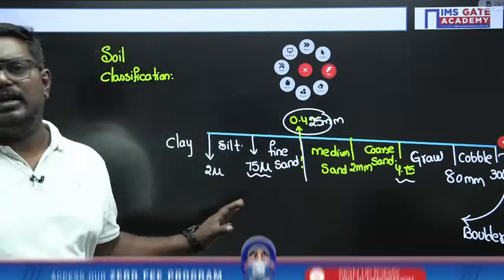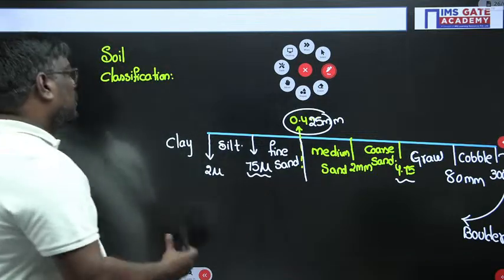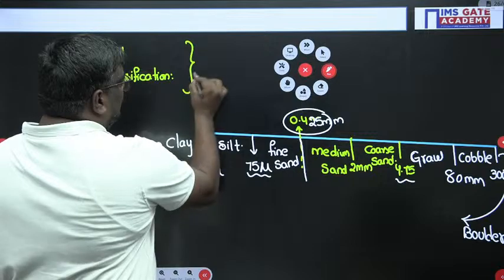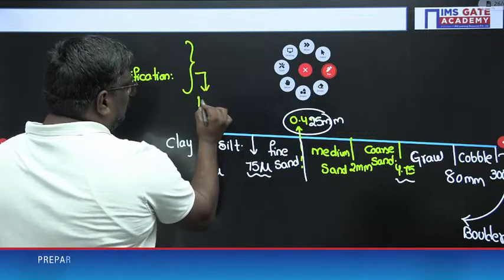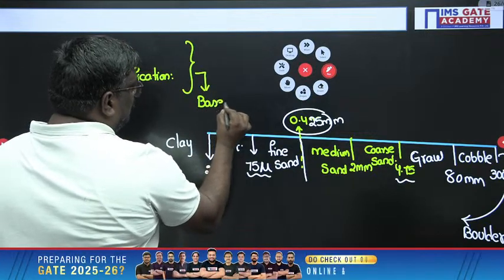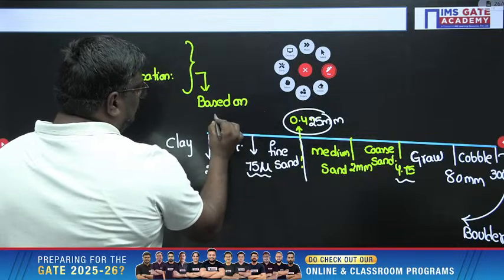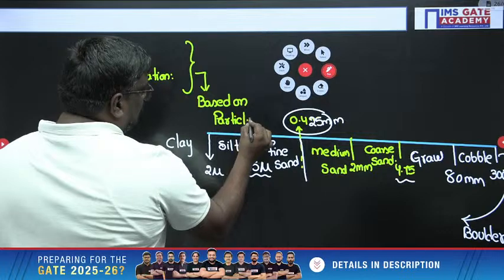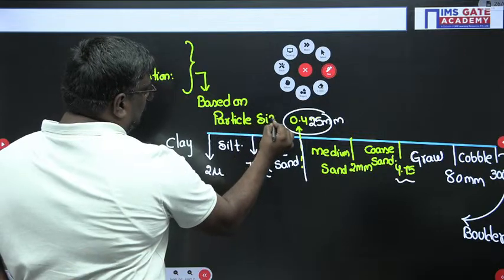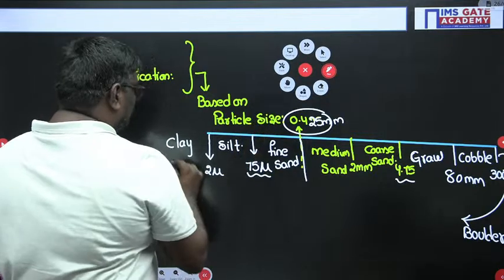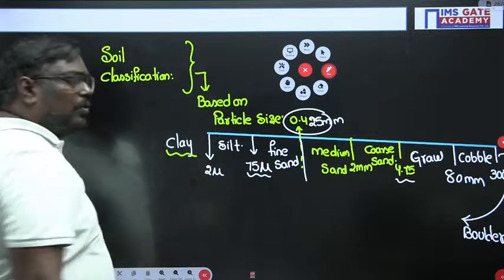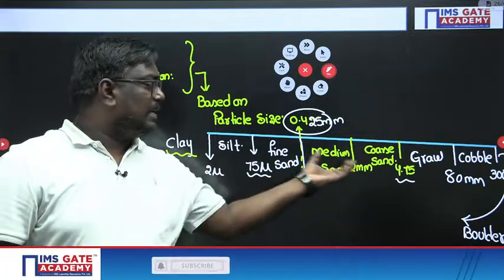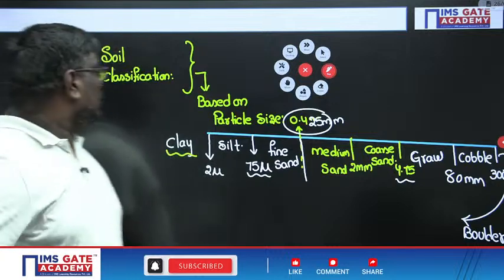So how do we classify this soil, sir? All these soils are classified based on particle size. Based on the particle size, we are going to classify what is clay, silt, sand, gravel, cobble and boulder. Okay.